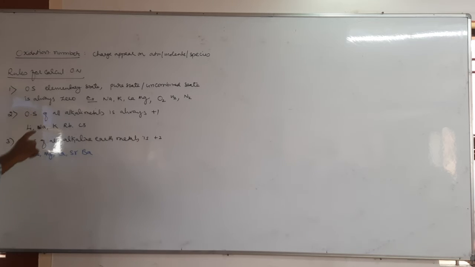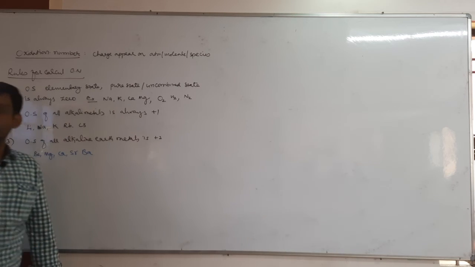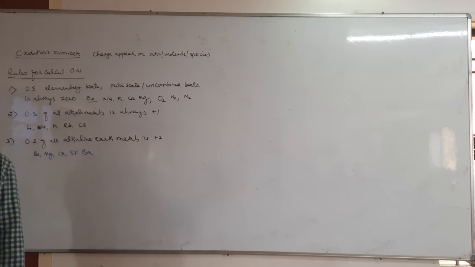Because all the alkali metals have only one valence electron. Since they have one valence electron, they have a tendency to lose only one electron. And moreover, all metals have a tendency to lose electrons, or not? Metals have a tendency to lose electrons, and alkali metals lose one electron, alkaline earth metals lose 2 electrons. That's why it is +1, it is +2.